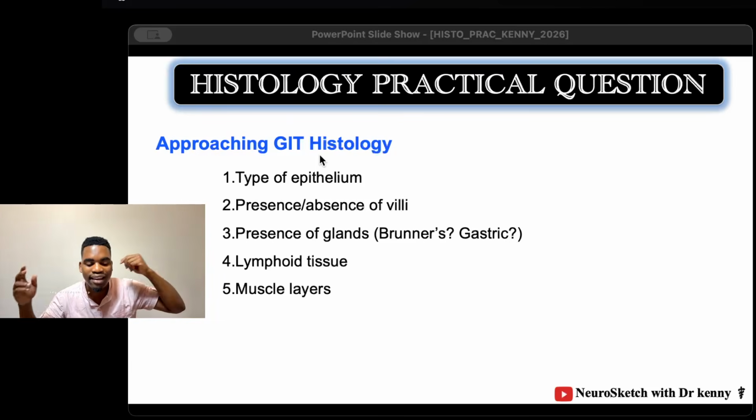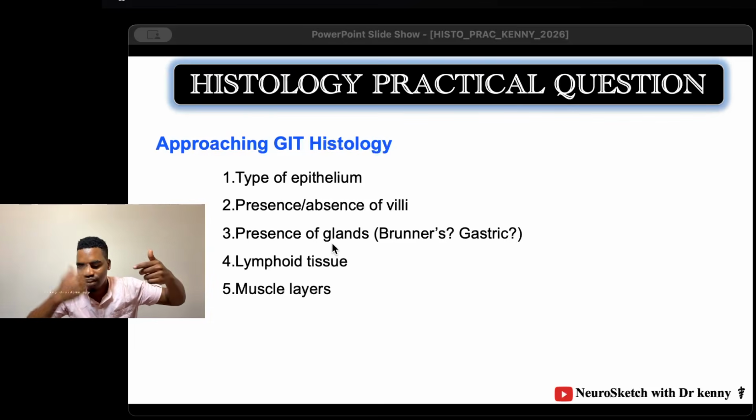Then you ask yourself, do I see villi in this question? If yes, then definitely I know this is going to be in the intestine. But if I don't see the villi, I'm canceling the intestines, and I'm remaining with the other parts of the gastrointestinal tract, the GI tract.